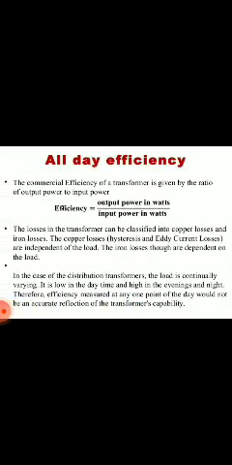So this is all about efficiency. Now all day efficiency. So what is all day efficiency? The commercial efficiency of a transformer is given by the ratio of output power to input power. So efficiency is equal to output power in watts divided by input power in watts. The losses in the transformer can be classified into copper loss and iron losses. The copper losses are dependent on the load, and the iron losses are independent of the load. Copper losses basically occur in windings.